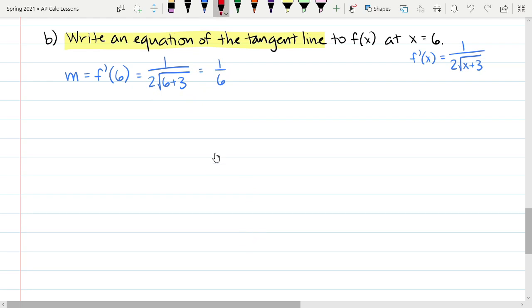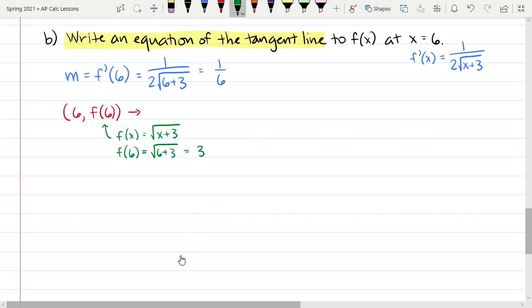Remember, we also need to know the coordinates at that point of tangency. So that's going to be 6, comma, f of 6, not f prime, f. So that means we have to substitute into the original function. Remember that the original function was just the square root of x plus 3. So f of 6 is going to be the square root of 6 plus 3, which is going to give us square root of 9, or 3. So that means our point is 6, comma 3. So finally, we can now substitute into our point slope formula.